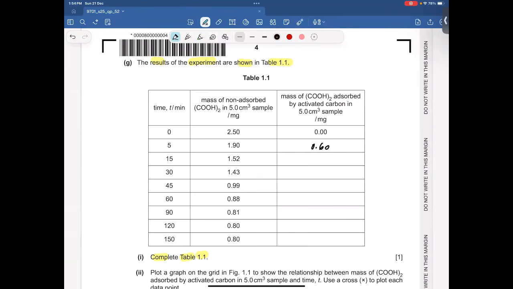0.60, then 0.98, then 1.07, then 1.51, then 1.62, then 1.69, and then 1.70. This is also 1.70. Okay.